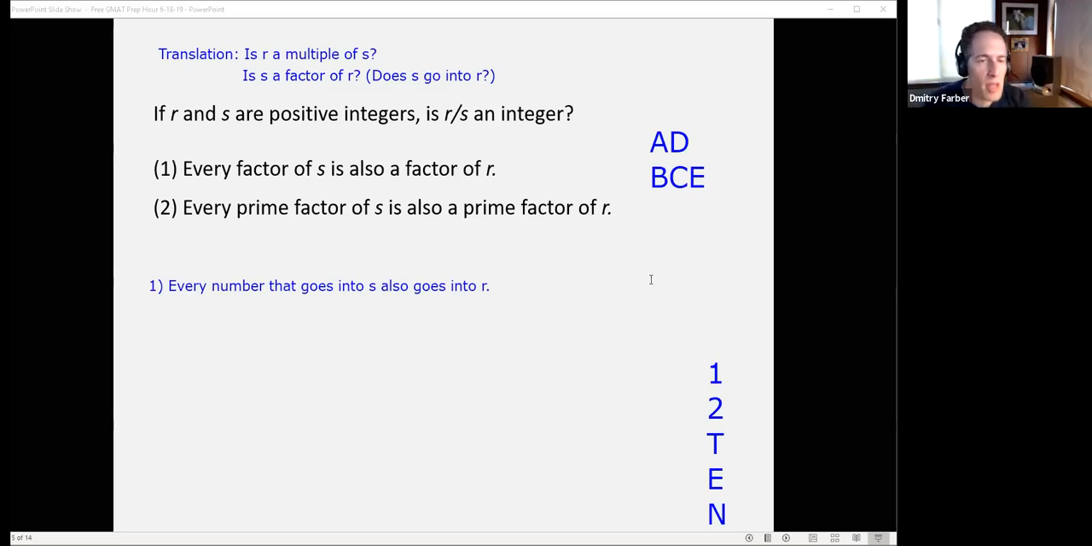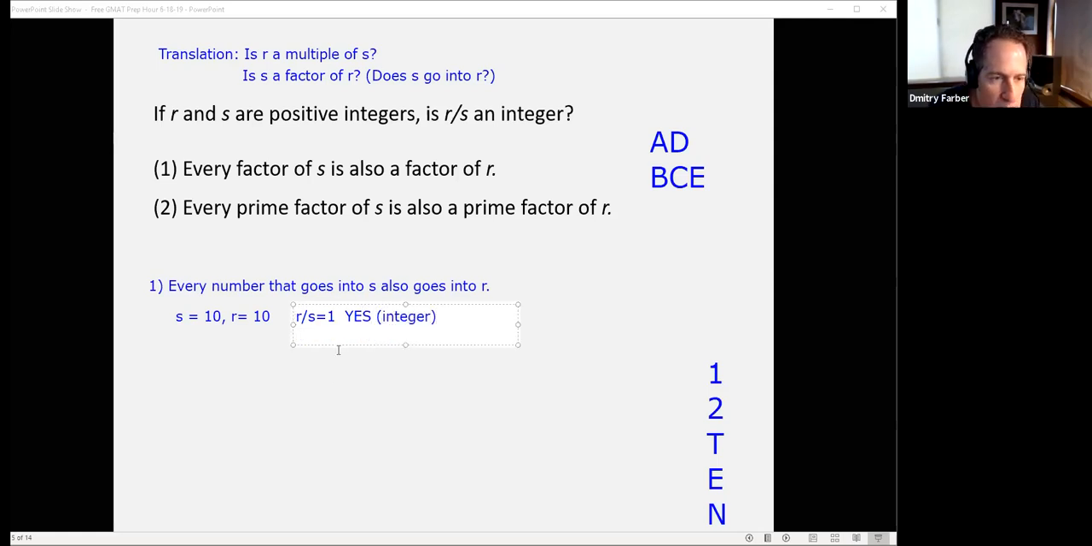Sometimes we just have to try numbers. So like, for instance, let's say that S is 10 and R is 10, right? Then that would certainly seem to be true, right? Every number that goes into S also goes into R. Yeah, sure. Now, how would that answer the question they asked? Would that give me a yes or a no to the question they initially asked? So it'd give me a yes because R over S would equal 1, and that would give me a yes, right? It is an integer.